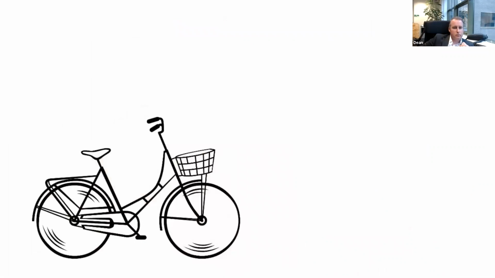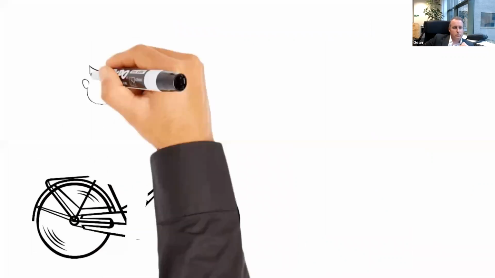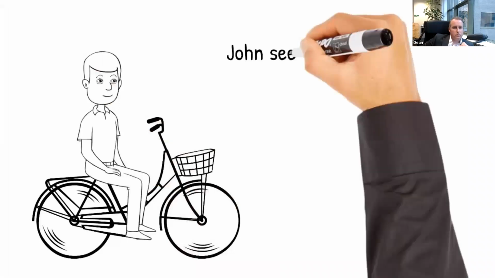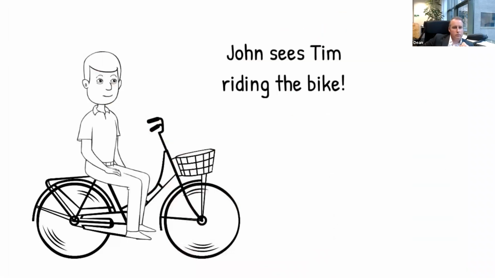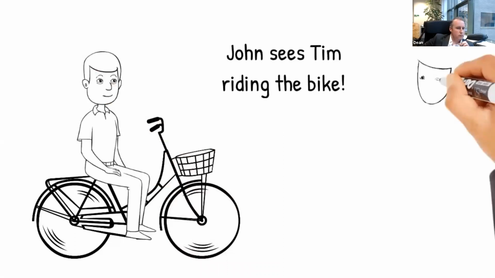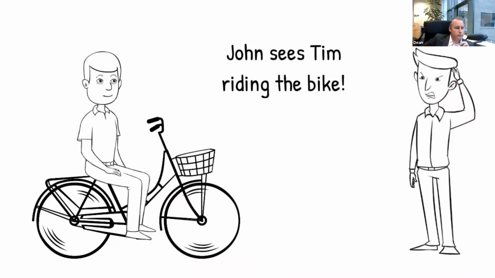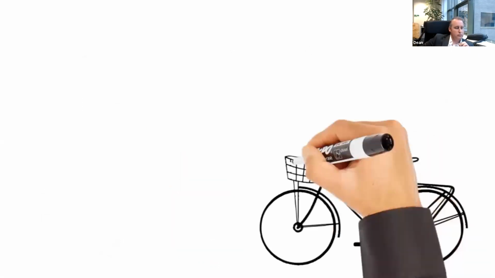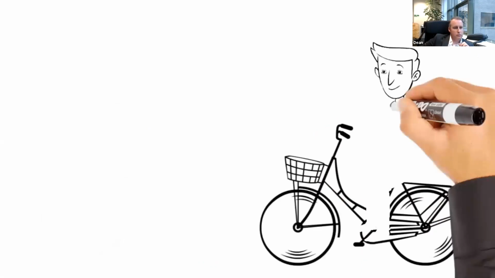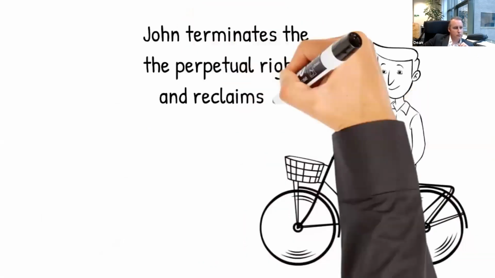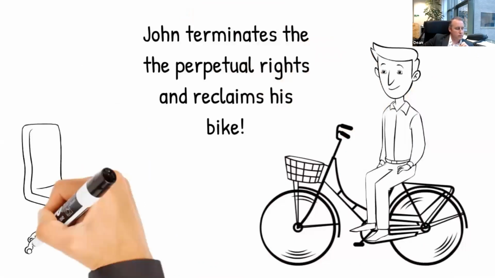However, in year 3, Paul decides to let his brother Tim use the bike to travel to work. John finds out about this and issues Paul with a breach notice and revokes the perpetual license. As Paul was in material breach of the contract, John was entitled to reclaim his bike and terminate Paul's perpetual rights, and John now gets the bike back.